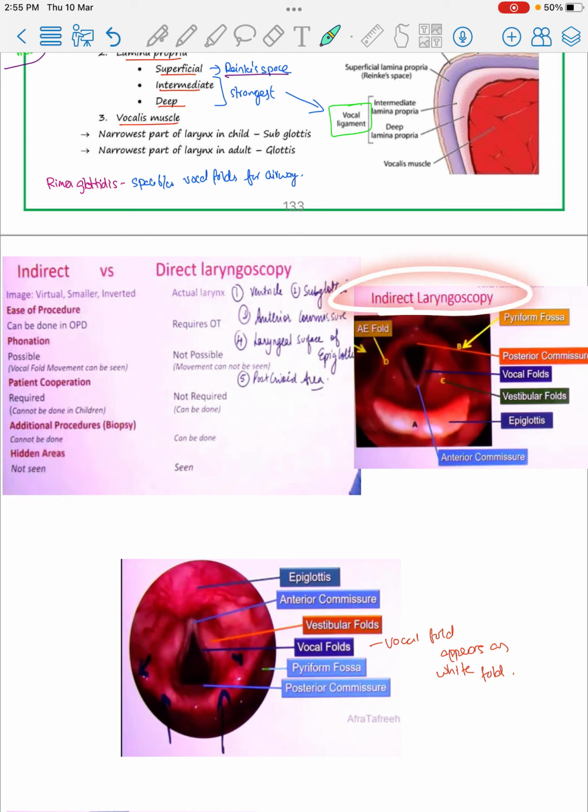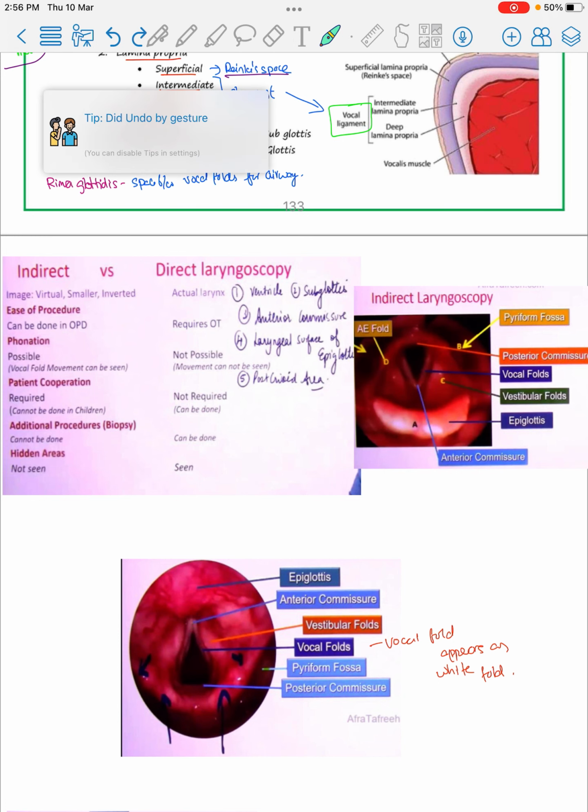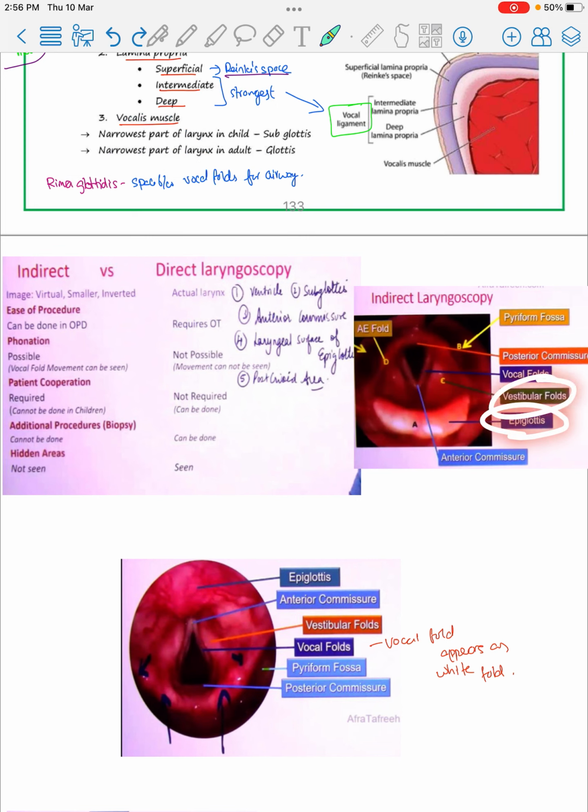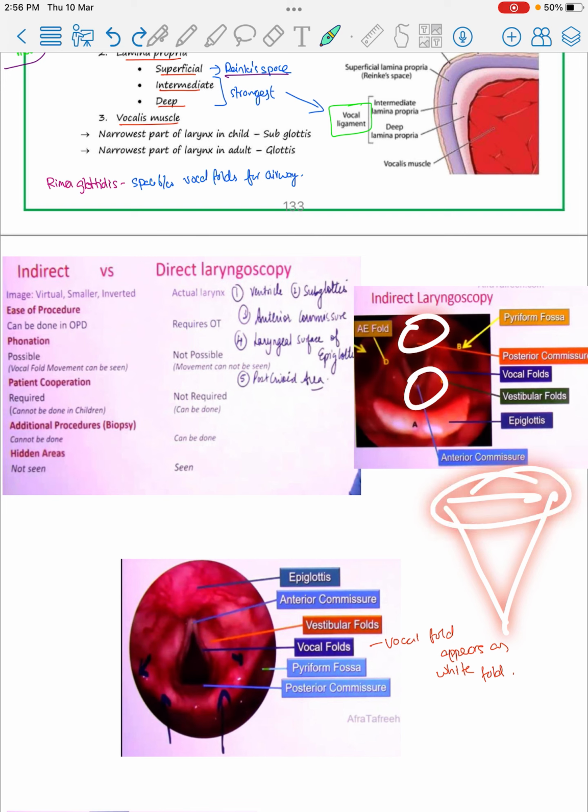Then this is the structure seen in direct laryngoscope. We can see the epiglottis here. The image formed is virtual and erect, an inverted image you can see. You can see the epiglottis, the vestibular fold, the vocal fold. This vocal fold you can see as a white fold because of the squamous epithelium. Then you can see the posterior commissure. This is the anterior commissure. This one is the posterior. This is the anterior commissure.